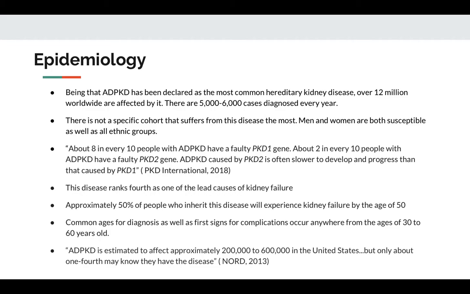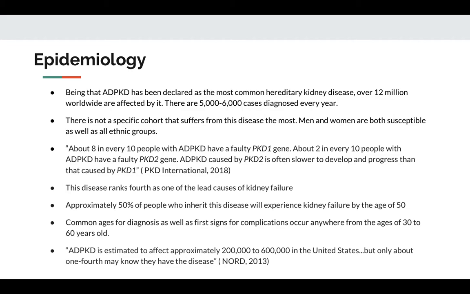So, this disease ranks fourth as one of the leading causes of kidney failure. So, it is a very serious disease. Approximately 50% of people who inherit this disease will experience kidney failure by the age of 50. So usually there's 5 stages of this disease, and kidney failure is usually the last stage of that if it gets to that point, which is a common factor with ADPKD.